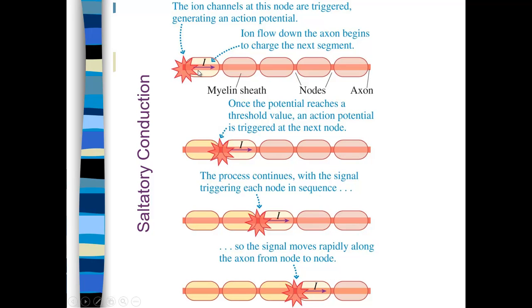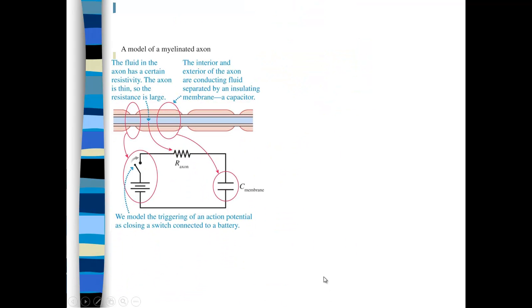So you have current here first by one action potential, second by the next action potential, third by the next action potential, and each one of these nodes then conducts the electricity in that particular fashion. Okay. So if we look at an axon that's myelinated, this looks like a little RC circuit.